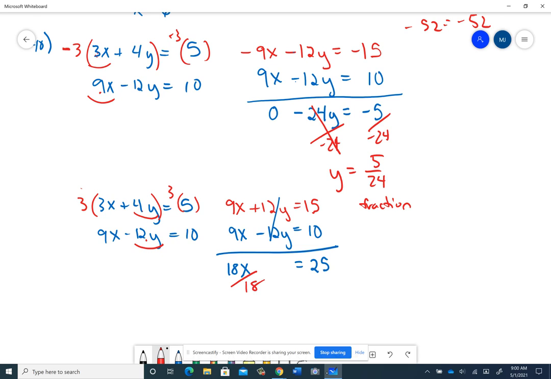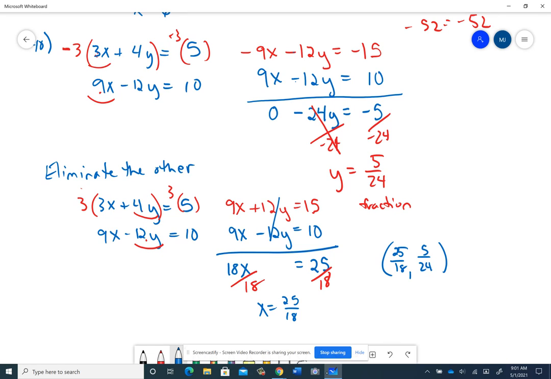So then I'll divide by 18 and I get my x. My x is 25 over 18, which does not simplify. And then my answer would be 25 over 18 and then 5 over 24. So we tweaked the method a little bit since the one coordinate was fractional. Rather than plugging in that fractional coordinate, we just went back to the original problem and eliminated the other variable. That way you avoid fractions until the very end. You don't even have a fraction issue. See, it only happens right there rather than all the way through the whole process.